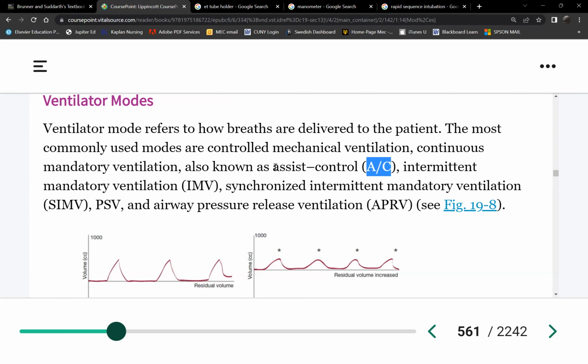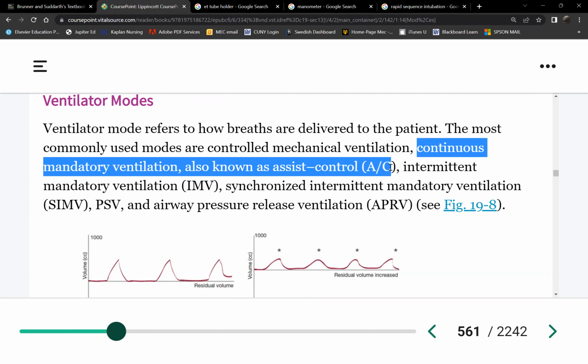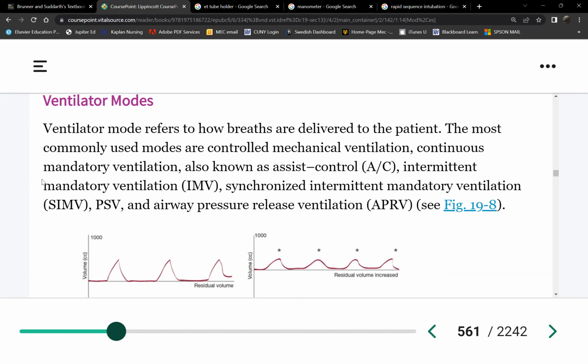Another name for assist control is continuous mandatory ventilation, CMV or AC. Why is it called that? Because look at the mandatory part. What do we mean by mandatory? Does the patient have a choice to say, no, I don't want a breath right now? No, it's mandatory. So whether the patient likes it or not, will they get a breath? Yes. So therefore, the patient will get a minimum.